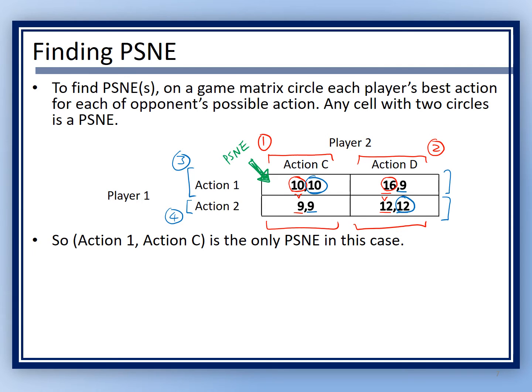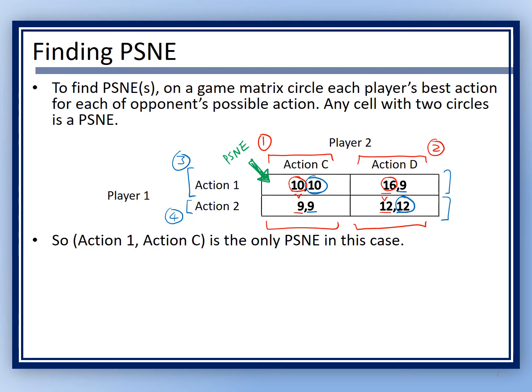Let's consider why it's stable. Let's think about what happens if player 1 switches from action 1 to action 2. He's going to get 9 instead of 10, so that's a reduction of 1. That's not a good idea, so he's not going to change.